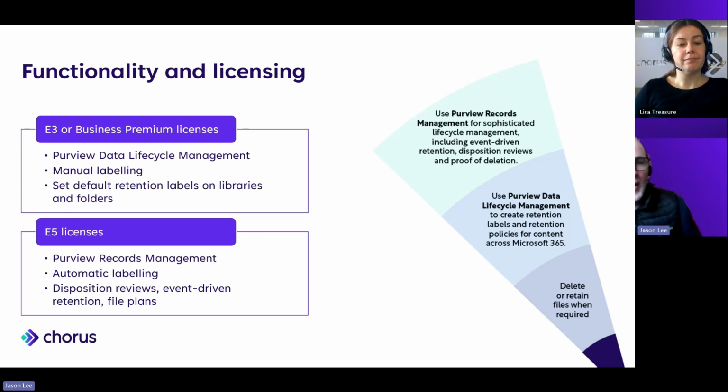The E5 license level gives us the records management solution, and it really brings in those more sophisticated capabilities. So it gives us the ability to apply these labels automatically, and it gives us those more capable mechanisms for applying labels we talked about. So disposition reviews, event-driven retention, and file plans.